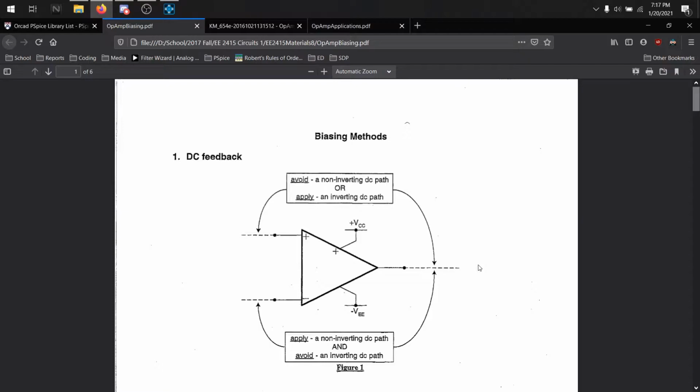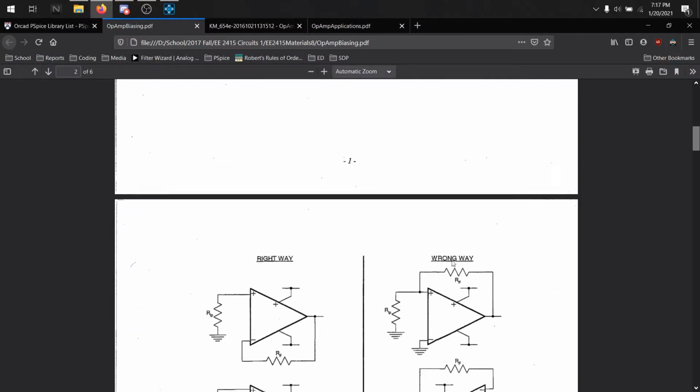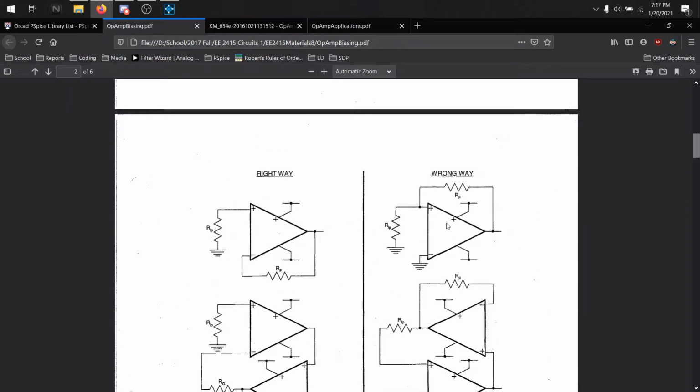You should also have the biasing methods from him. Can you tell me why this is wrong and this is right? For the top op amp? If I remember correctly, I think one of them goes to the rails or something. Which one goes to the rails? The wrong way. But why is that wrong?